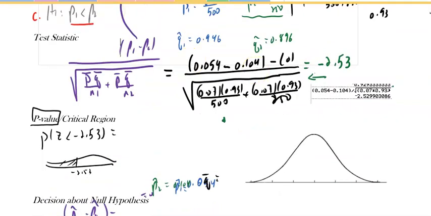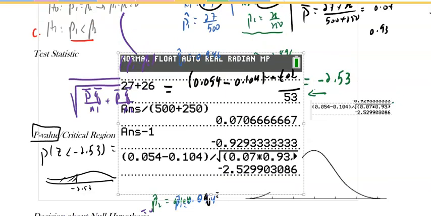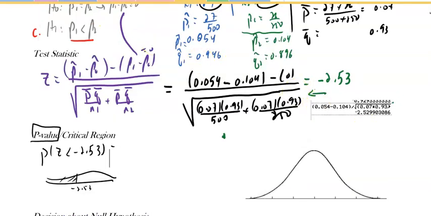What did I do? I messed it all up. There we go. Now I'm in shape.